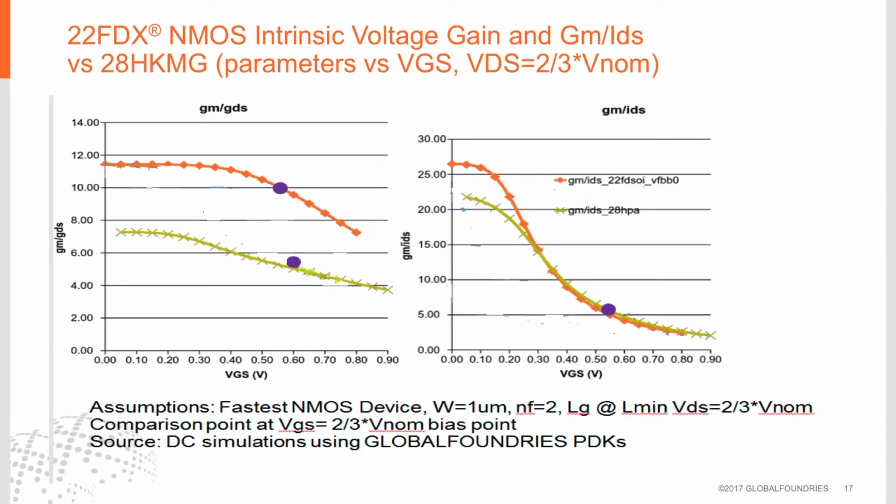This shows the intrinsic voltage gain and GM efficiency, 28 HKMG versus 22FDX. On the left-hand side is the self-gain. 22FDX is the orange curve on the top, and it shows a higher self-gain than a comparable 28 HKMG. On the right-hand side, the orange curve is 22 FD-SOI compared to 28 HKMG, and you'll see that the curves are coincident except for very low VGS, where 22FDX shows superior GM efficiency.